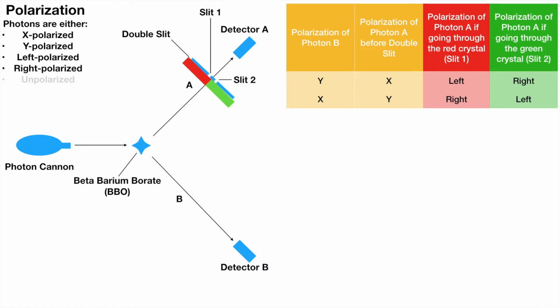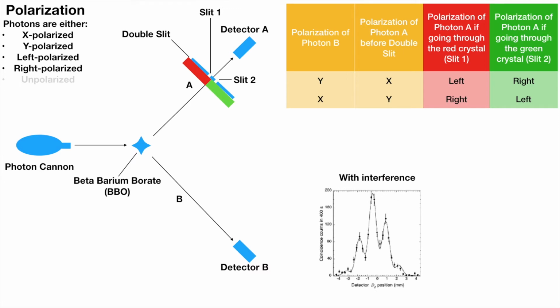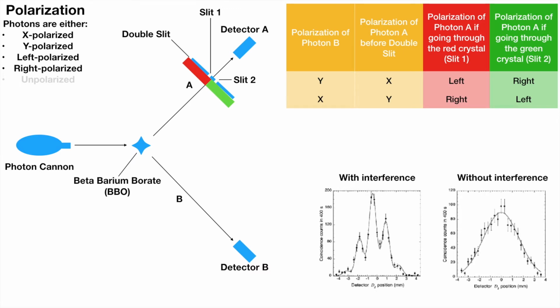This time, something interesting happens. Instead of getting a graph with an interference pattern like this, we get a graph like this. The interference pattern has disappeared. The outcome of the experiment has changed simply because we're observing it.